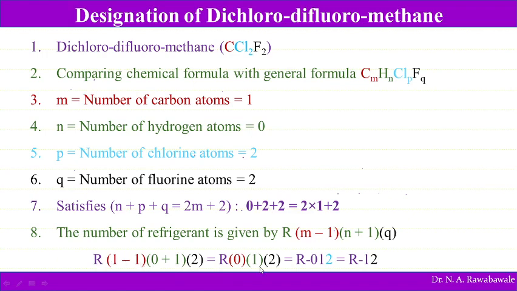R, 1 minus 1 is 0, 0 plus 1 is 1, and 2. So R012. It is given that if the first digit becomes 0, it is omitted. So R012 is written as R12. R12 is nothing but the designation for dichloro-difluoromethane, which is used as a refrigerant.